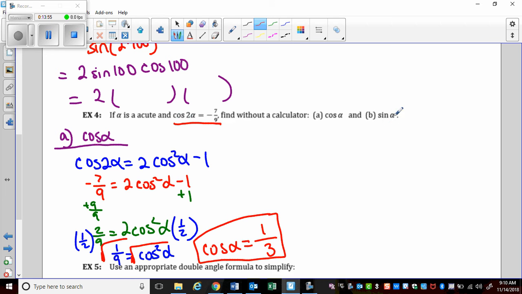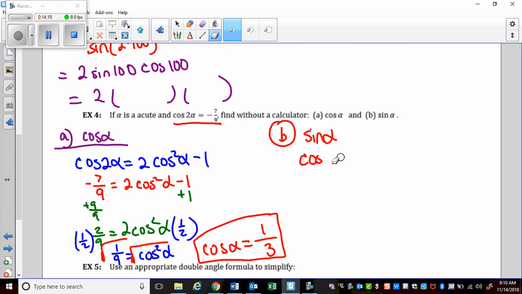Now sine of alpha, you're probably going to want to use the double angle formula for cosine that has sine in it. So I'm going to find sine of alpha, which is cosine of 2 alpha, oops, I'm going too fast. Cosine of 2 alpha equals, we'll use the one that has sine in it. So 1 minus 2 sine squared alpha. So you guys can try this one and tell me what the right answer is.